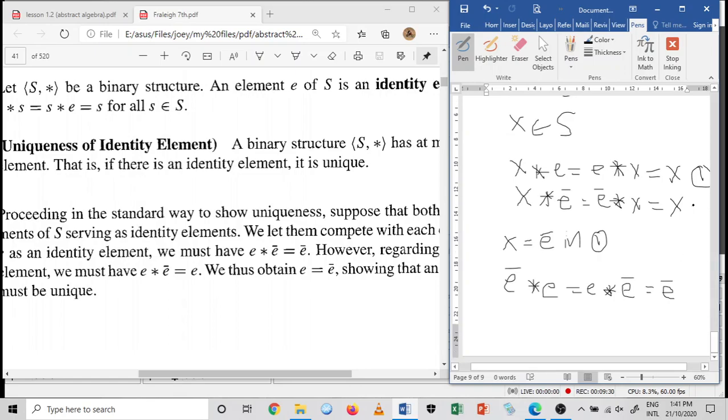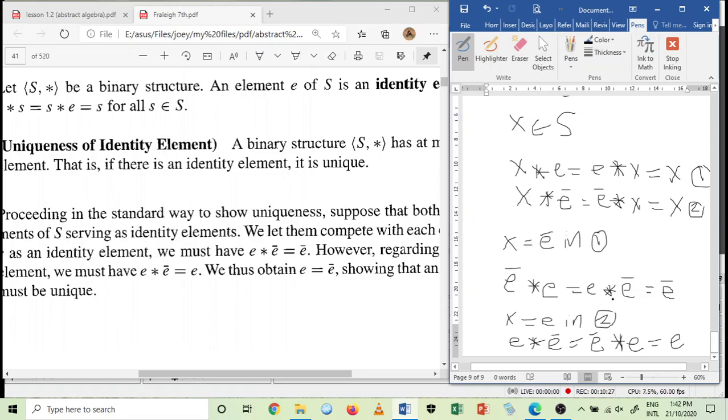But for equation 2, X is substituted by E. So again, if X is E in equation 2, equation 2 will then become E operation E bar is equal to E bar operation E equals E.